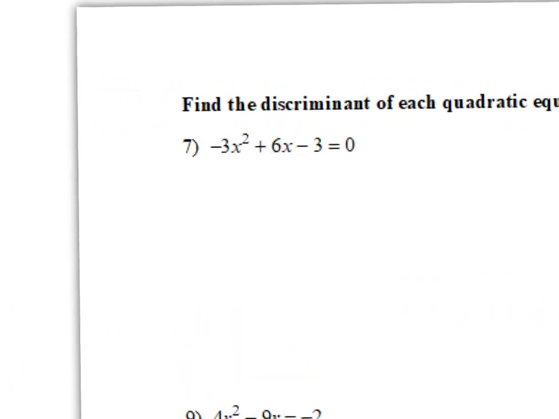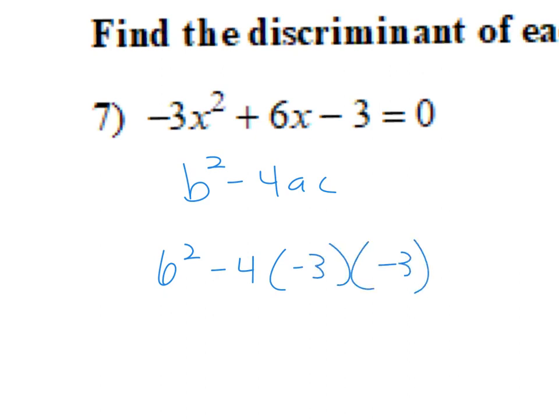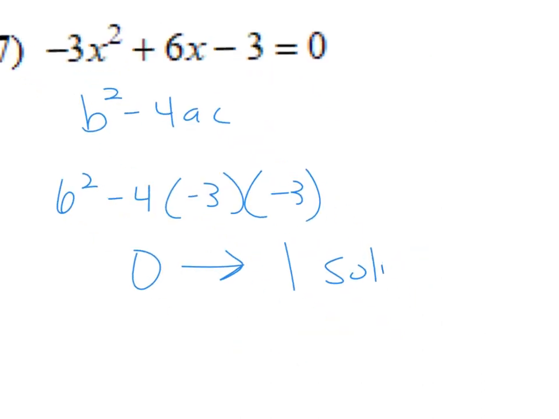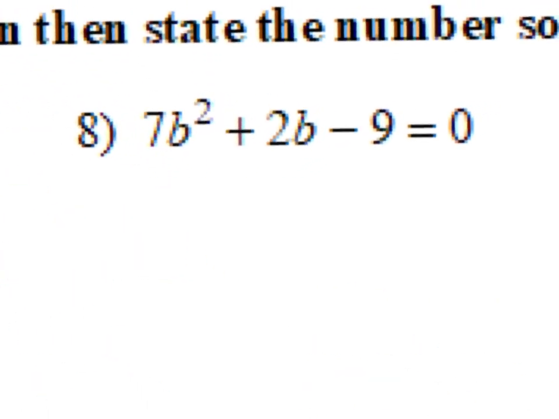Okay? All right, let's go to the second page here. All right, our discriminant. So remember, that's inside our square root. So it's going to be b squared minus 4ac. So I'm going to end up with 6 squared minus 4 times -3 times -3. All right, so I'm going to go ahead and type that into my calculator. And I end up with 0. So if you have 0 inside that square root, you're going to get one solution. Okay, one solution.